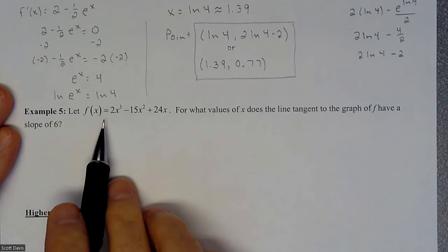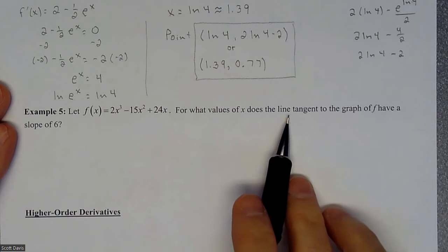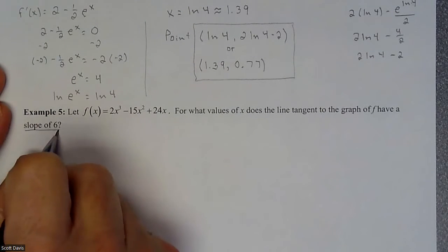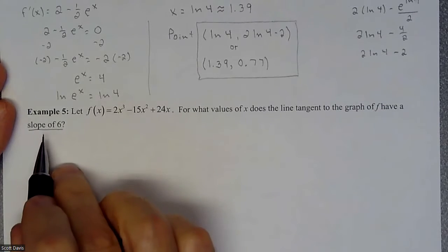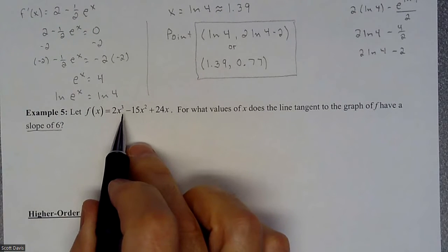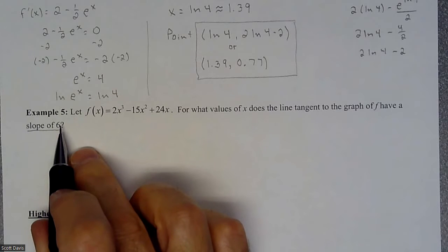In this example, we have our function, and it says find for what values of x does the line tangent to the graph have a slope of 6? All right, so there's the key: slope of 6. So we have our original function, and we're trying to figure out when the slope of this thing is 6.